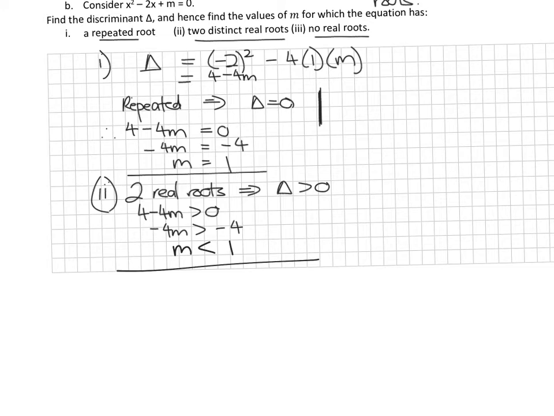And then when there's no real roots, that will mean that the discriminant is going to be less than 0 when there's no real roots.